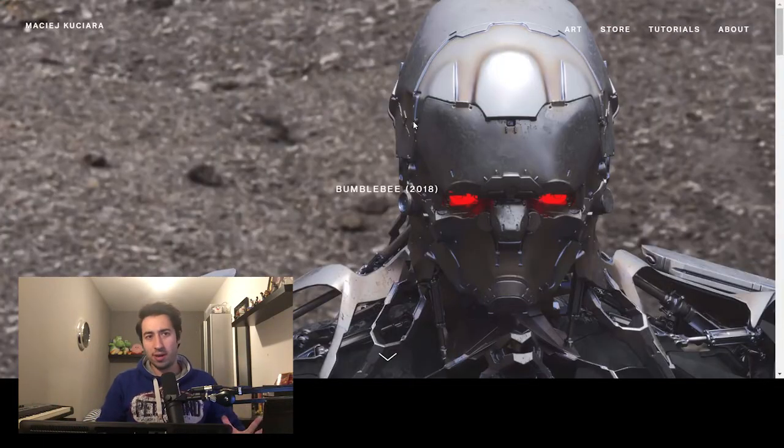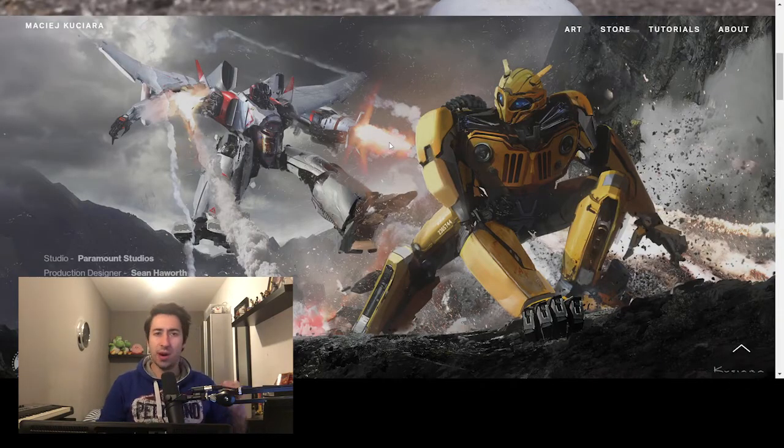So a movie where, this is Bumblebee, a movie he worked on. So here we see this very staple concept art look. Here you can see how, with the use of this art, you can really have this feel of how the movie is going to look like before it's made, right?